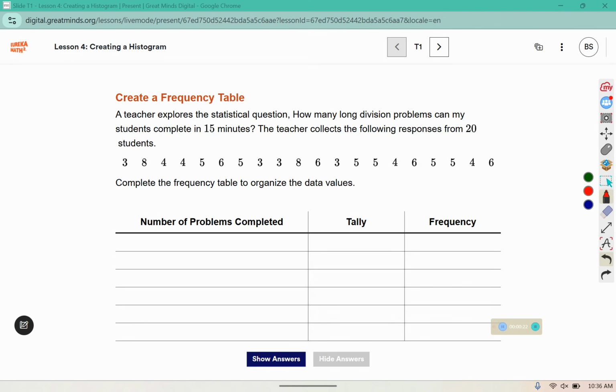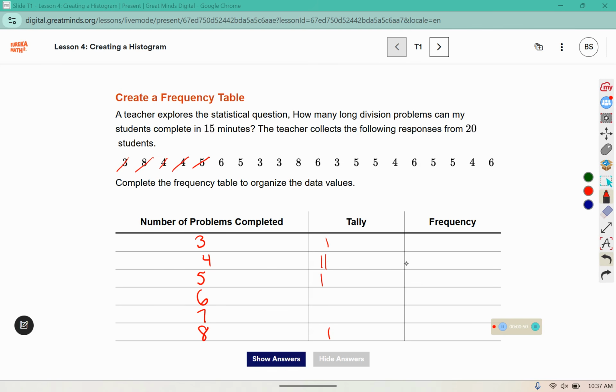So the lowest number we have is 3, and the highest we have is 8. We're going to go through and tally each one, and finish this data set. Then we're going to write how many was in each count.